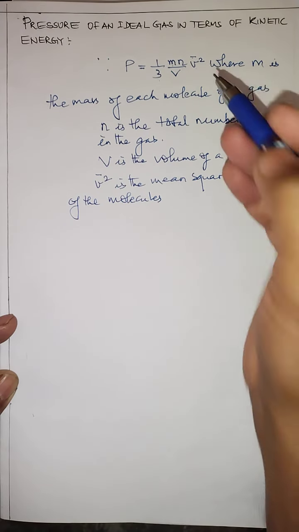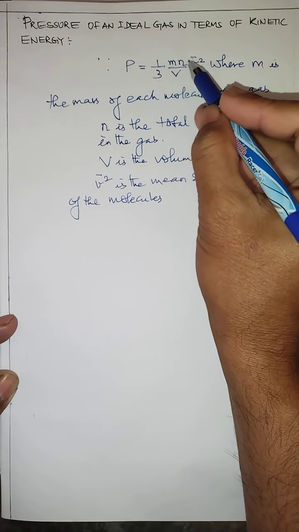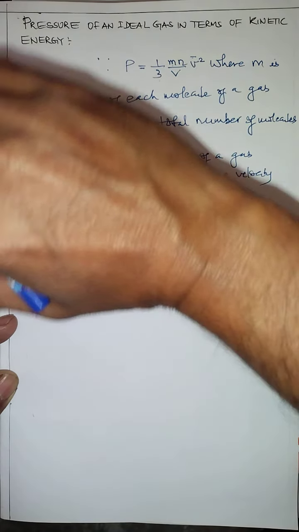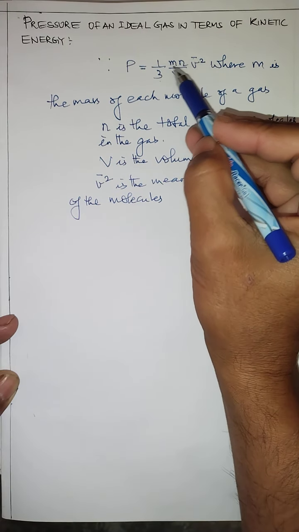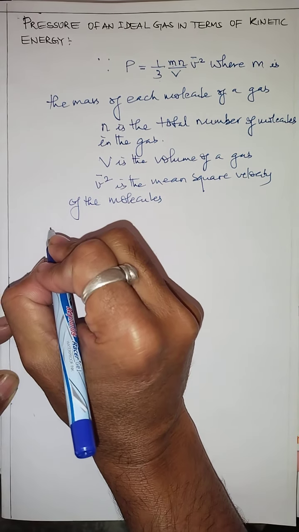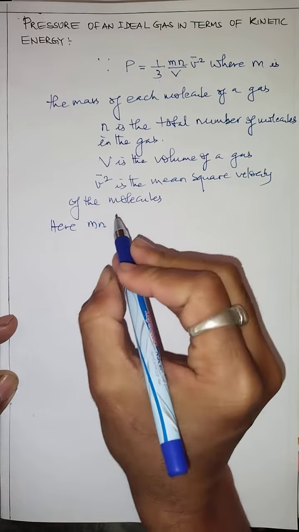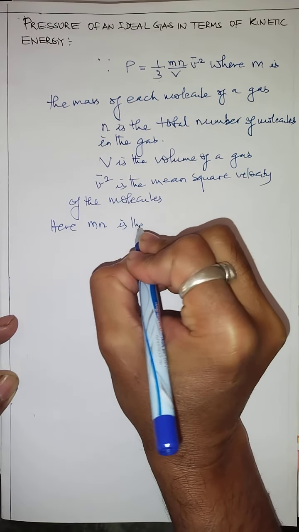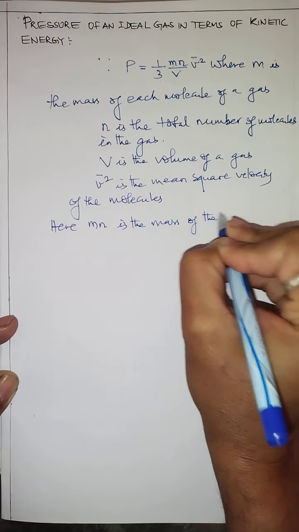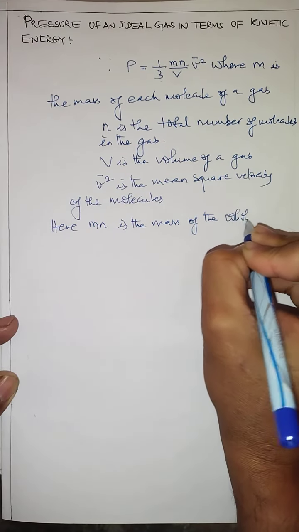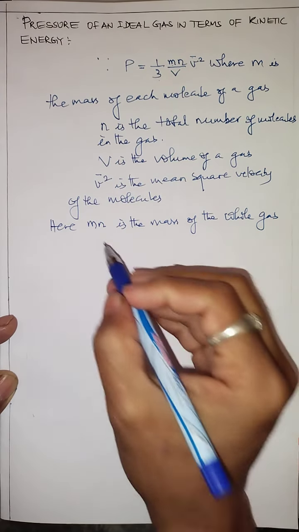As I said, each molecule has mass m, but there are a total of n molecules of the gas. If I take all the molecules whose mass is to be considered, that is given by m into n. So mn is the mass of the whole gas. The total amount of gas present in that container or vessel has a mass, that is mn.